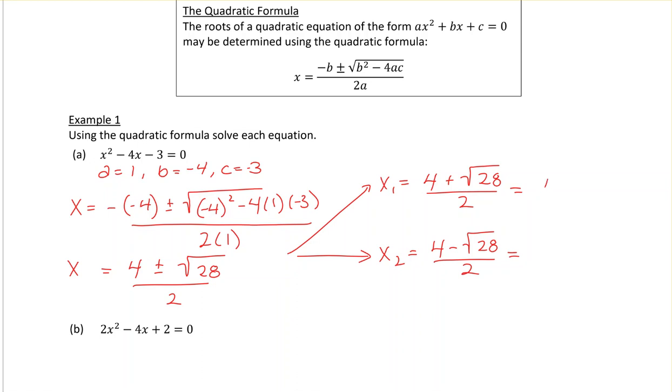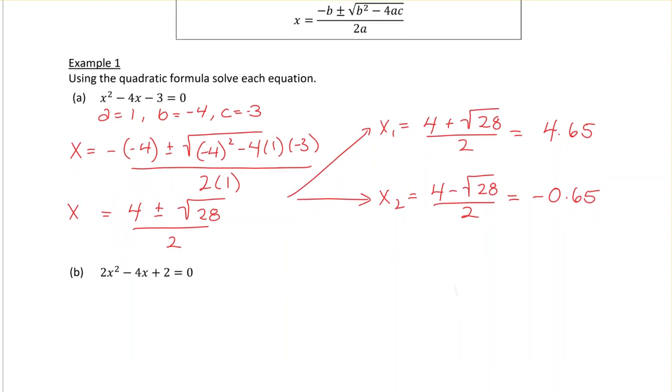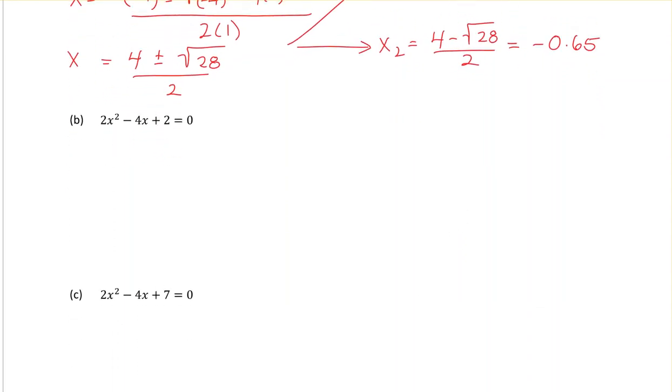What does this equal? That's 4.65, and this is -0.65. Okay, so that was just like we did in our homework and in the last lesson using the quadratic formula, and we have two solutions. If we move on a little bit, okay, we look at B.